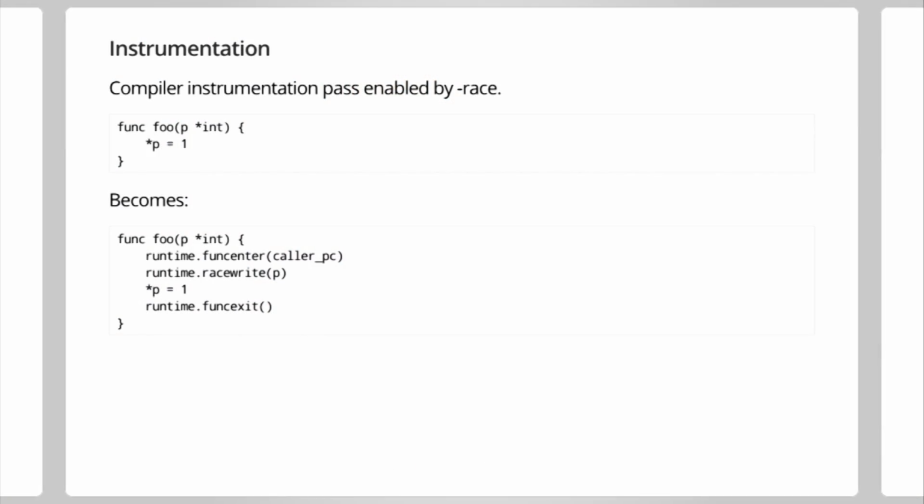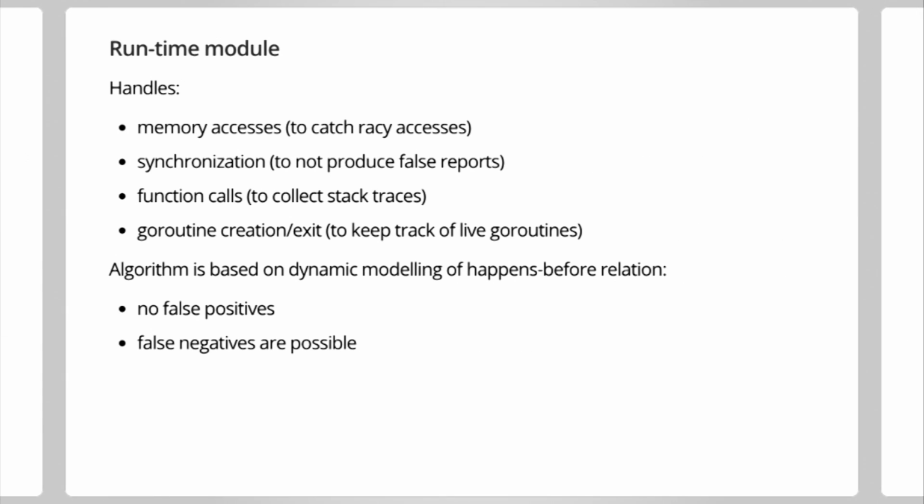A little bit about how this magic works inside. There are 2 parts. The first part is the compiler instrumentation module, which intercepts all memory accesses and function entry and exit, and inserts calls into the runtime library before those events. And the second part is the runtime module, which handles memory accesses to catch the racy accesses. It also handles all of the synchronization to understand what memory accesses synchronize with each other and not produce false reports. It handles function calls to collect stack traces for reporting, and also goroutine creation and exit to keep track of live goroutines.